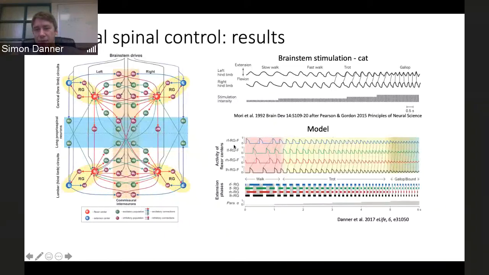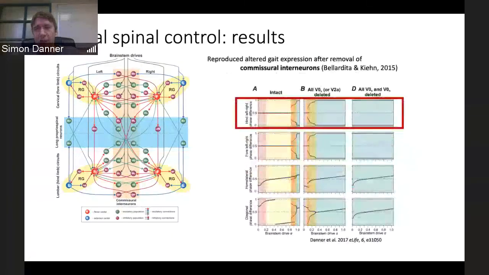Here are the outputs of the flexor centers. So with increasing drive, the model increases the frequency and transitions from a walk, these quarter phase differences, to a trot. The range of trots is quite large in the sense of frequencies, and then a gallop and a bound characterized by this left-right synchronization. And additionally, it reproduced the results of the removal of commissural interneurons.